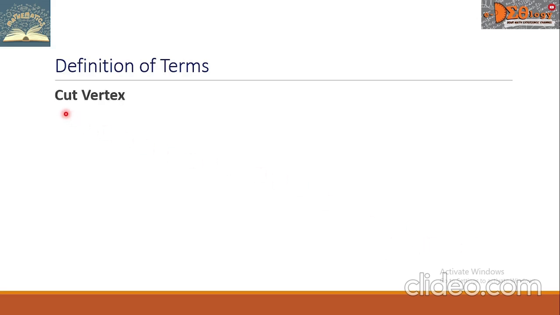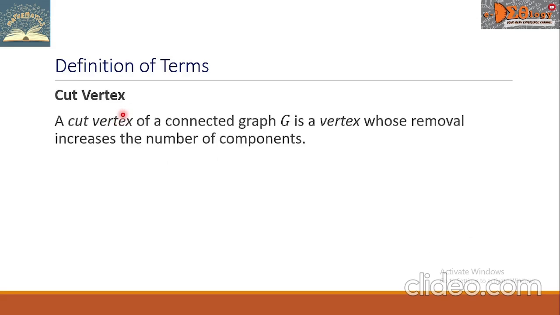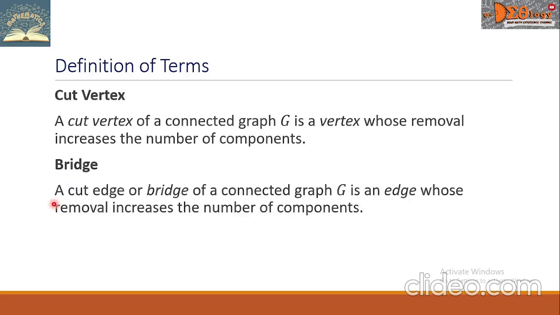Next term, cut vertex. A cut vertex of a connected graph G is a vertex whose removal increases the number of components. Let's define bridge. A cut edge or bridge of a connected graph G is an edge whose removal increases the number of components.